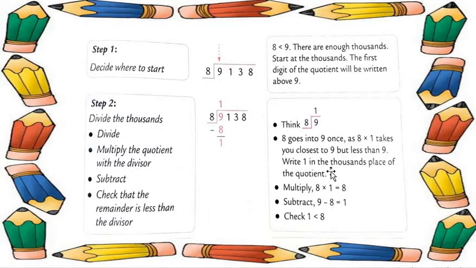Write a 1 in the 1000 place of the quotient. Understood? Got my point, all students? So what to do at that time? Multiply: 8 ones are 8. So subtract: 9 minus 8 is equal to 1.